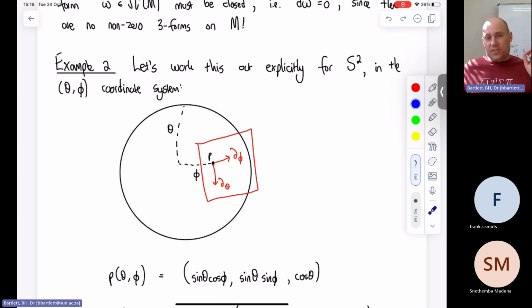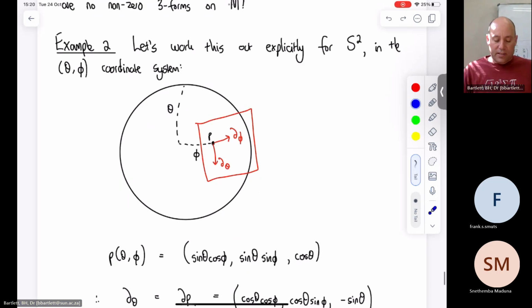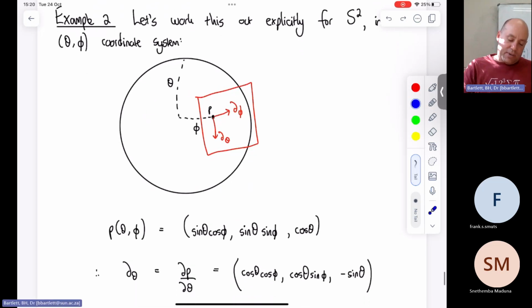So let's first of all just write out what those tangent vectors are. This point P can be described parametrically like this, as we know, because its Z coordinate will be cosine of theta, while its X and Y coordinates will be sine of theta cos phi and sine of theta sine phi, respectively.